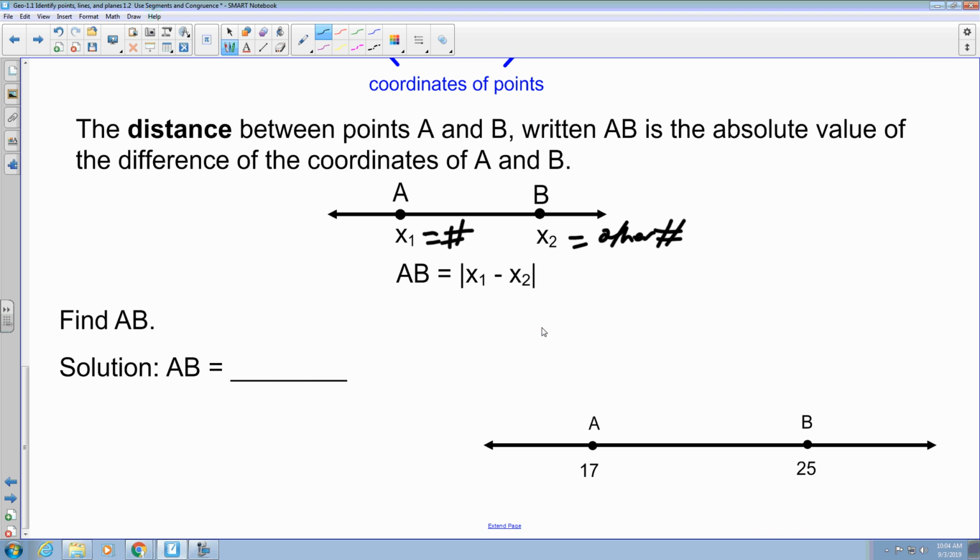So here you have A and B, with A being 17 and B being 25. You can take the difference of those, which is 17 minus 25, which equals -8, but we have to put the absolute value attached to it, which means that the distance between A and B is 8.